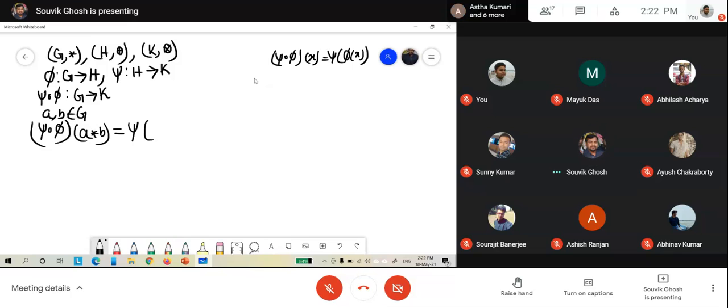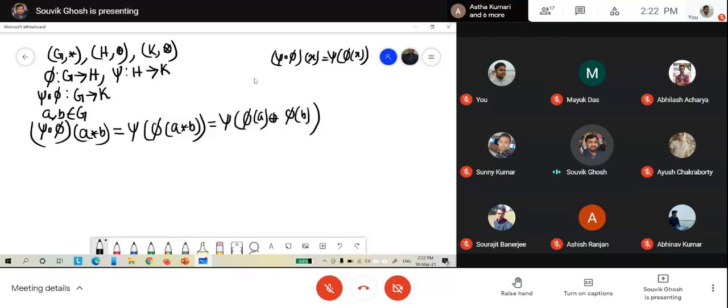So from here we can write psi of phi of A star B, which is equal to psi of phi of A star B. Since this A star B is in G and we are applying this function defined from G to H, this is a homomorphism, so phi of A goes to H. So phi of A Kronecker sum phi of B.